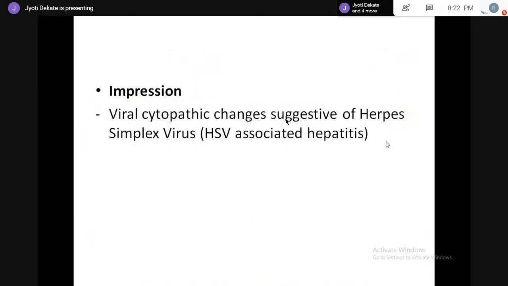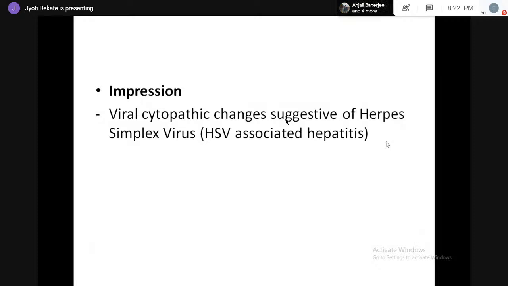So very straight away we see these inclusions, which in pathology show margination and molding of the nuclear chromatin and multinucleation, quite suggestive of herpes simplex virus inclusions in this case. We have this HSV-associated hepatitis in this case.